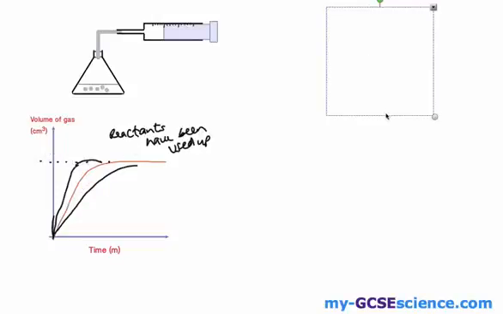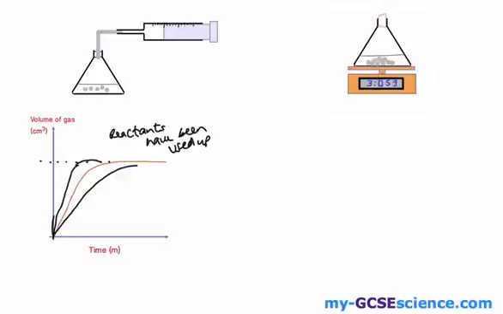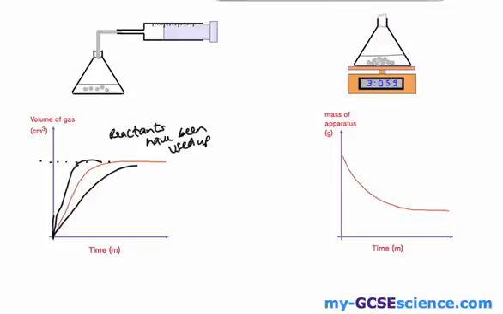Sometimes, if we use this example where the mass is being lost, our graph might look something like this. We have a certain mass of apparatus to start off with, and as time goes on the mass gets lower and lower because we are losing gas, and gas actually does have mass. So as that floats off into the atmosphere, we lose mass, and again this will level off when the reactants are used up.